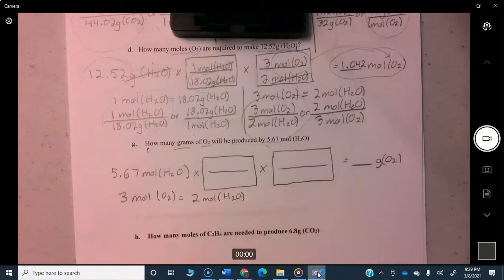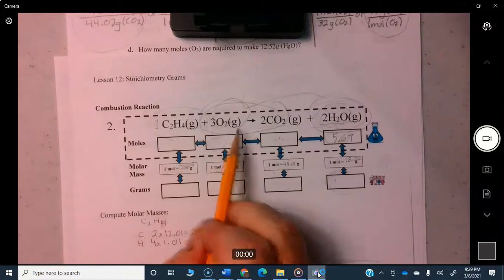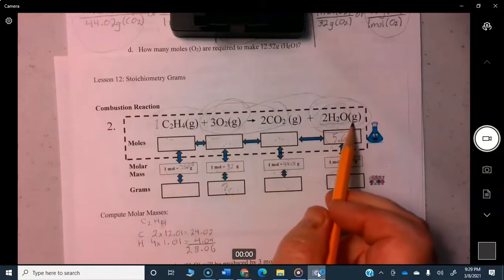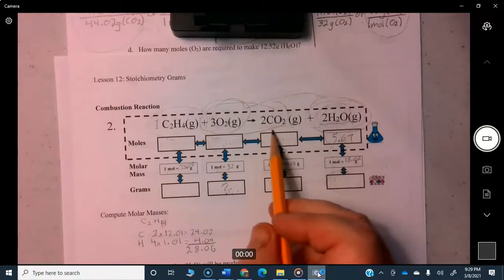By the way, let me make a point that I just noticed we haven't talked about yet. The letters that come after are states, and this G stands for gas. It doesn't stand for grams. So that means it's H2O gas. That's water vapor. Carbon dioxide is always a gas.